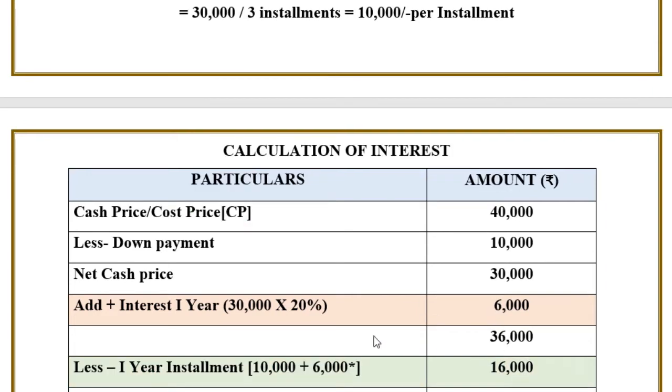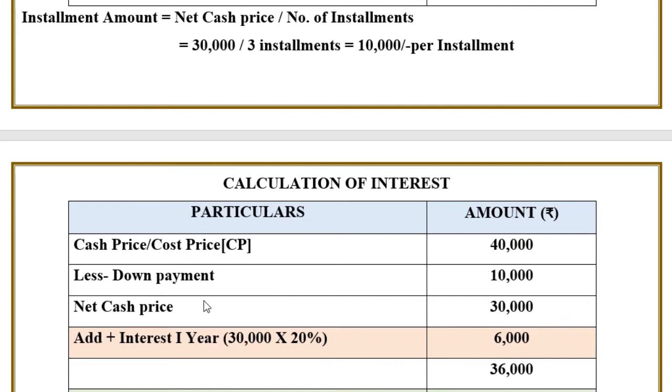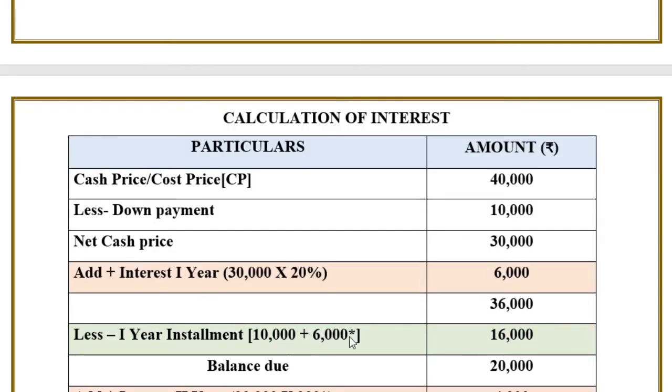Now Praveen pays the first year installment. So just calculate 10,000 rupees plus interest. The interest you have calculated here is 6,000 rupees. Therefore 10,000 plus 6,000 is 16,000 rupees. So the total installment paid is 16,000 rupees, of which 10,000 is the cash price part and 6,000 is the interest part. Therefore 36,000 minus 16,000 is 20,000 now.